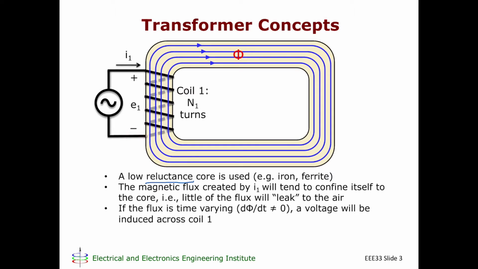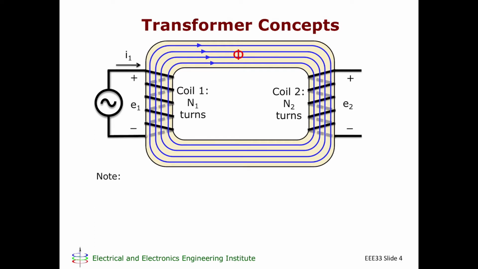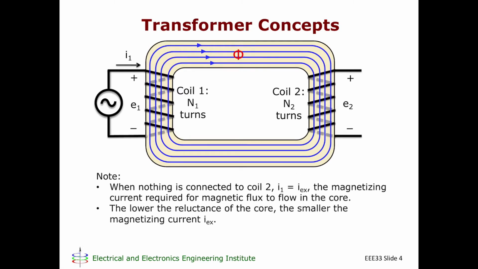Now suppose we wind another coil around the same core. The second coil will experience the same flux that the first coil is experiencing. Therefore, a voltage should also be induced across the second coil. Note that when nothing is connected to coil 2, the current that will flow in coil 1, I1, will be equal to the magnetizing current. This is the current required for magnetic flux to flow in the core. The lower the reluctance of the core, the smaller the required magnetizing current. In other words, when nothing is connected to coil 2, I1 will be quite small.